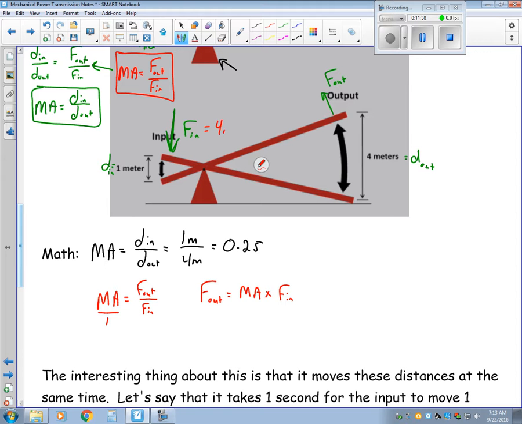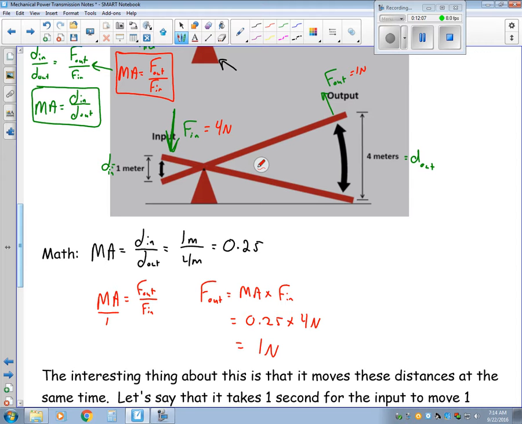So let's say the input force was 4 newtons. The output force would be 0.25 times 4 newtons. So if you think about it, 0.25 is the same thing as 1/4. 1/4 times 4, I get 1 newton.